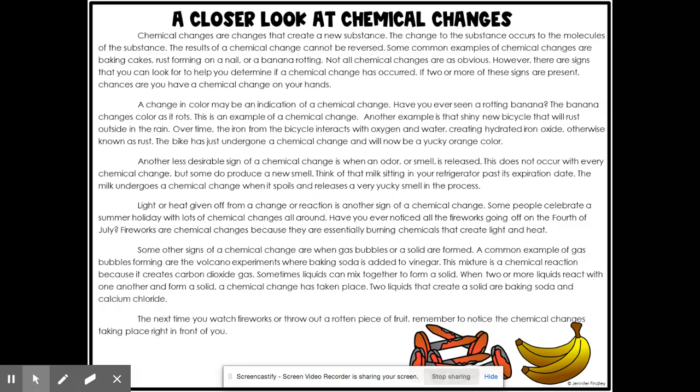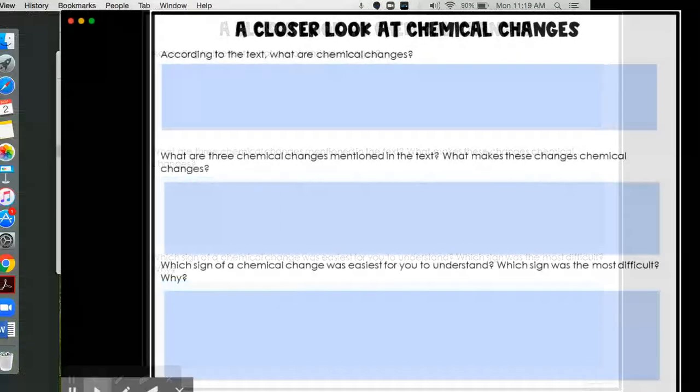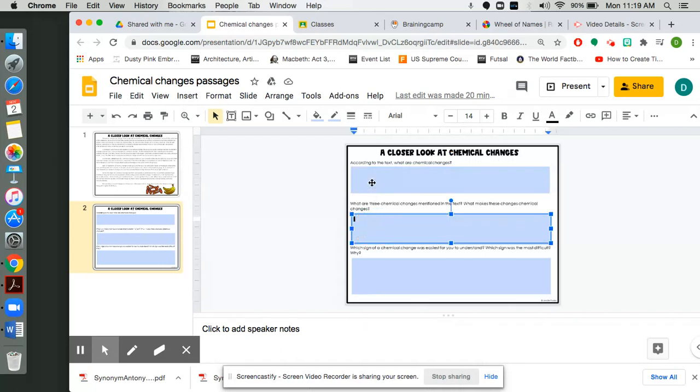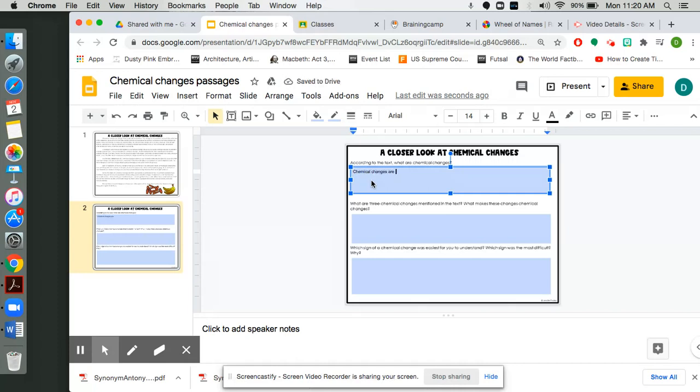The next time you watch fireworks or throw out a rotten piece of fruit, remember to notice the chemical changes taking place right in front of you. So that is the passage about chemical change. Now your job is you're going to have to X out of this, but you double click on these boxes to put your answer. And it says, according to the text, what are chemical changes? And so I would like you to use this sentence stem. Chemical changes are, and then fill in the blank with what you believe the definition of a chemical change is.